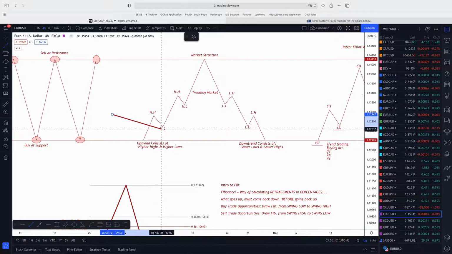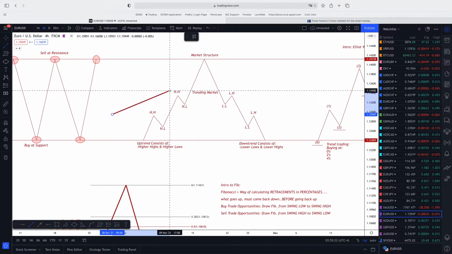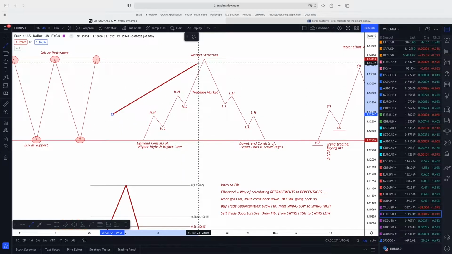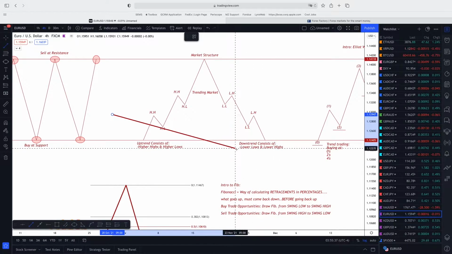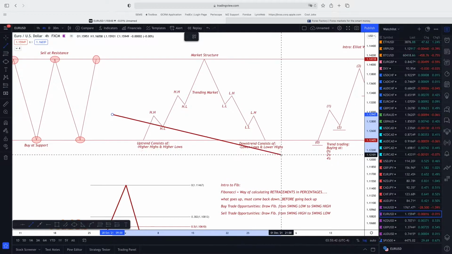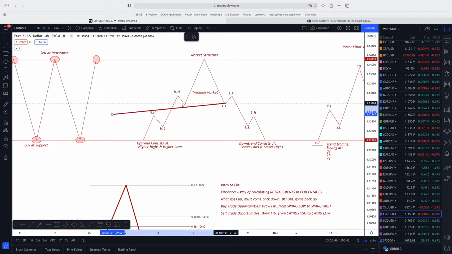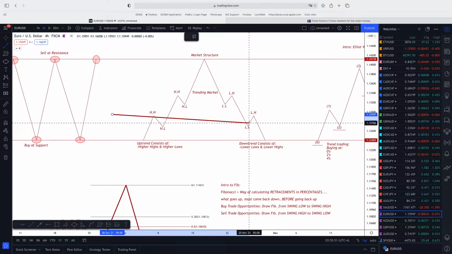Then when it pushes back down, a higher low, higher high, higher low, higher high, higher low, and a high. This is an uptrend. Now you're going to have a downtrend. What does a downtrend consist of? Guys, a downtrend simply consists of lower lows and lower highs. So when market pushes down, this would be considered a lower low. Then you have a lower high, a lower low, and a lower high.